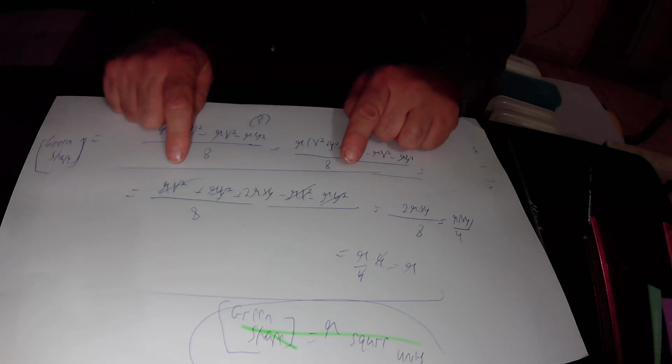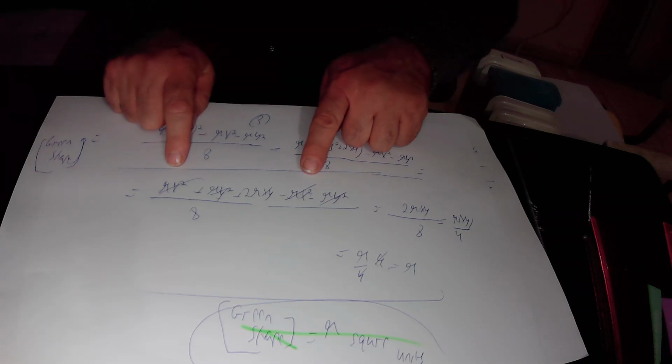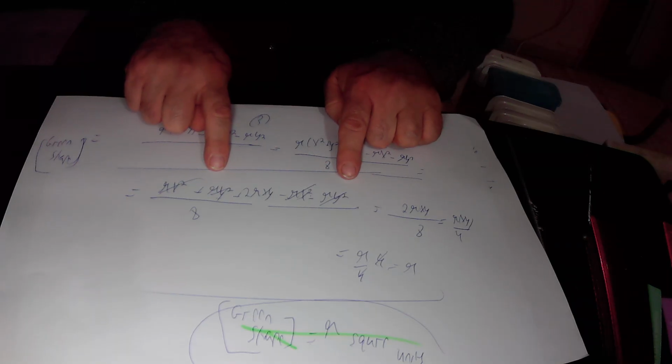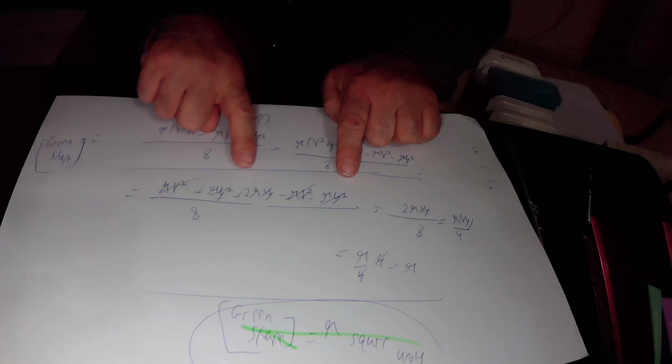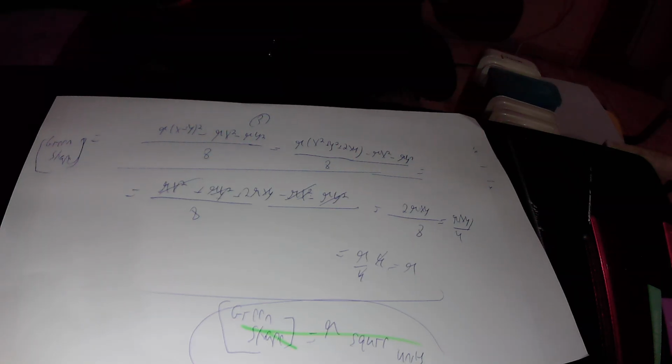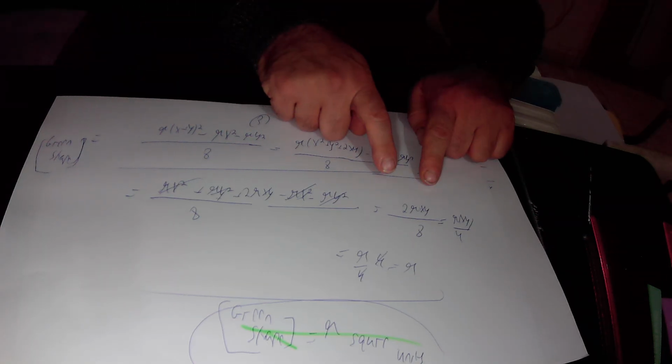Pi x squared minus pi x squared is 0. Pi y squared minus pi y squared is also 0. So we have in the numerator only 2 pi xy over 8. So now we found that the area of the green shape equals 2 pi xy over 8.